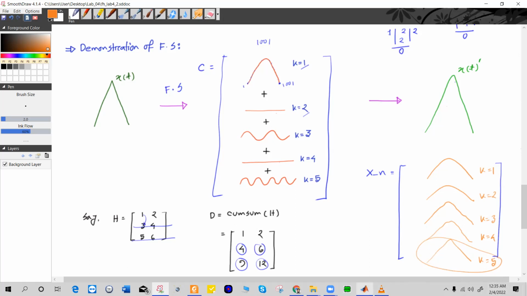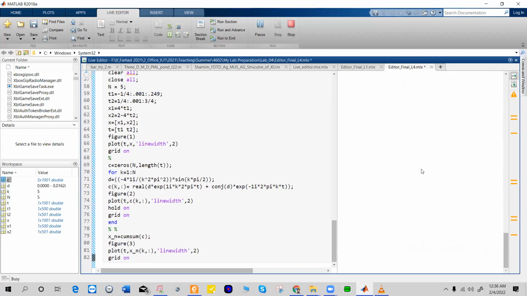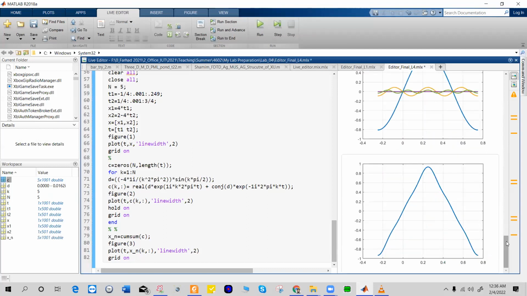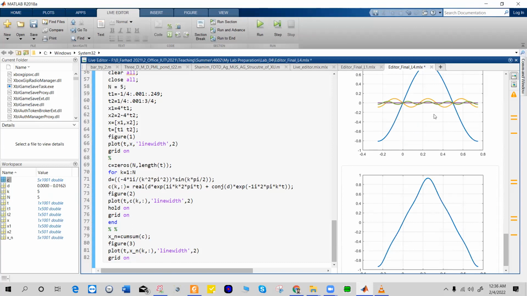And if we just plot it, you see tx and k comma 1. So k at this point is already 5. So the last plot has the summation of all of them. Now if you plot it, let's see what the output will be. Run and advance. So this is the output. You see xt, and then the summation of different, and these are actually the different frequency components, and the summation of all of them is giving me xt prime. Now this is not matching.